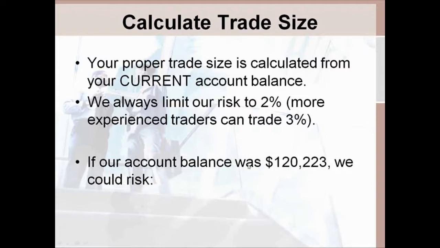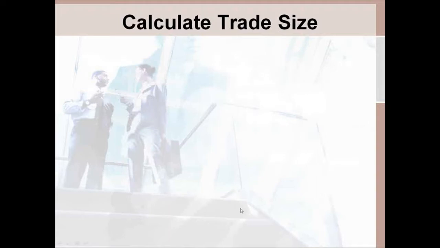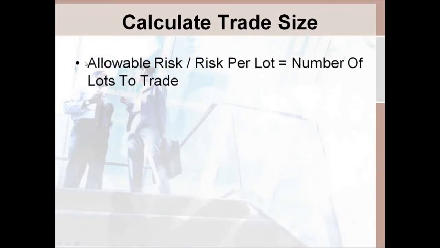So if your account balance was $120,223 and you could risk 2%, then we could risk $120,223 times 0.02 or 2% equals $2,404.46 on every trade. That's what we could risk on that trade at the moment. So from that, we can now figure out how many lots to trade with this current trade.